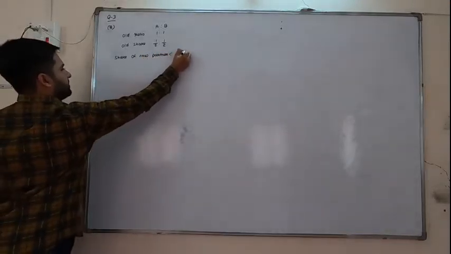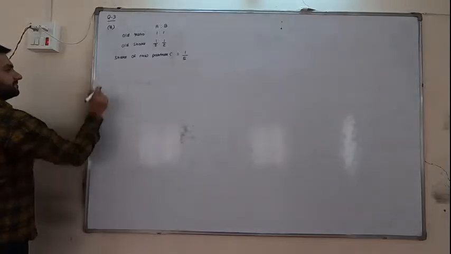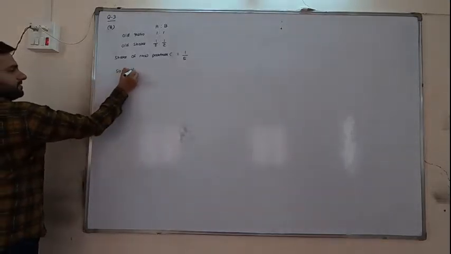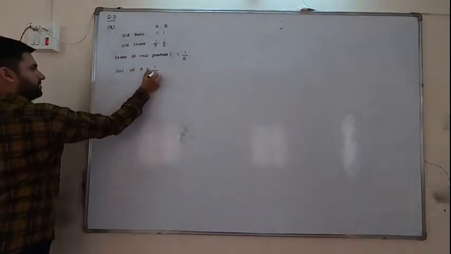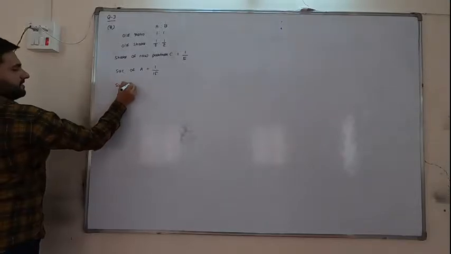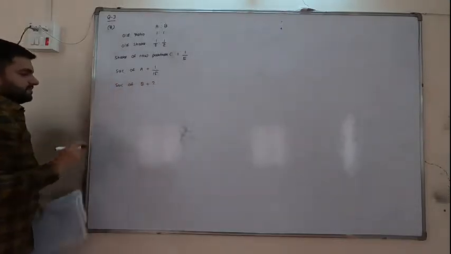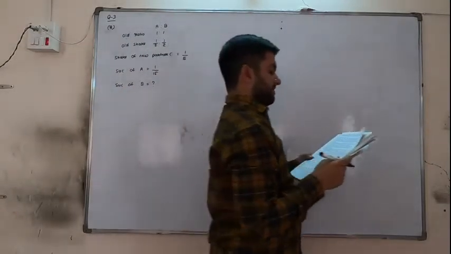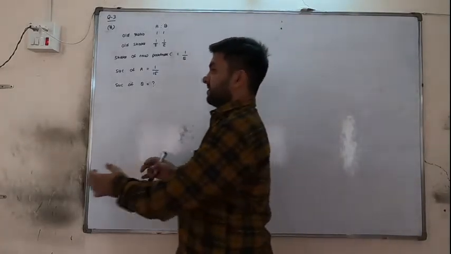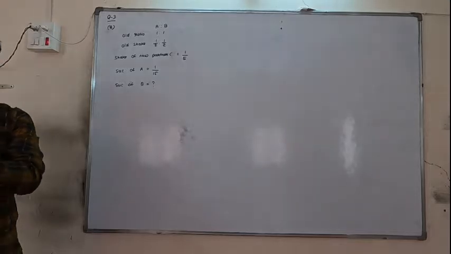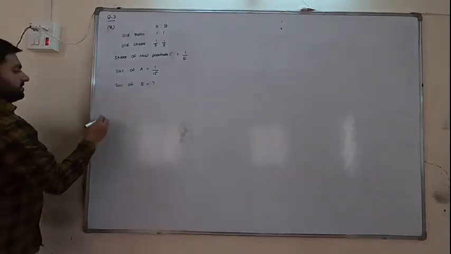Share of new partner C is 1/5. Sacrifice of A is 1/15. Sacrifice of B is the question. Okay, so this is given. Now first, this sacrifice of B is to be found using the share of new partner.